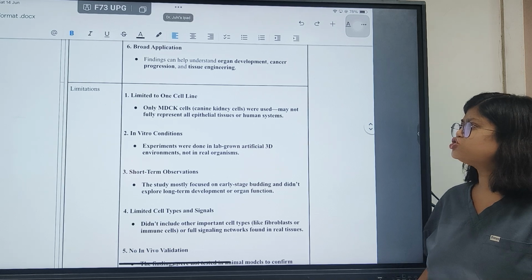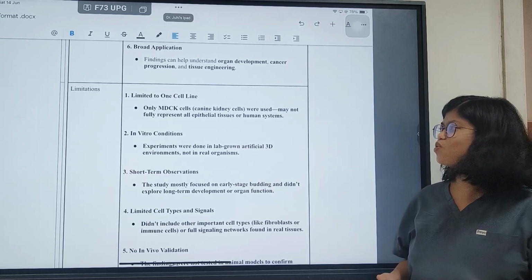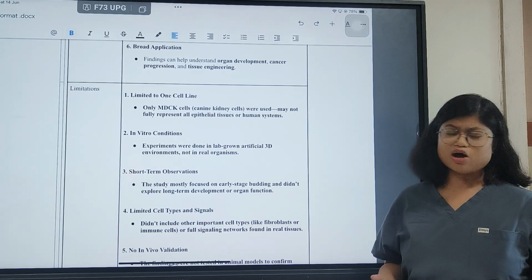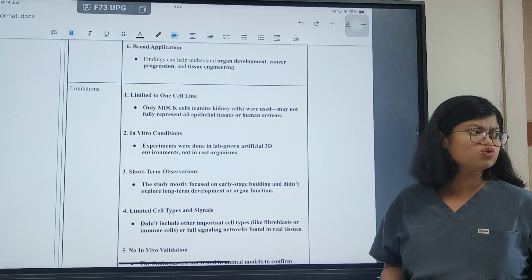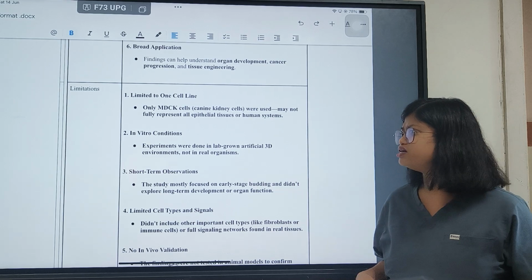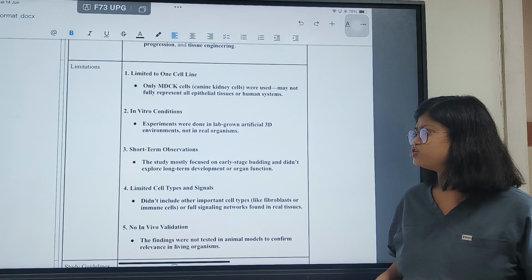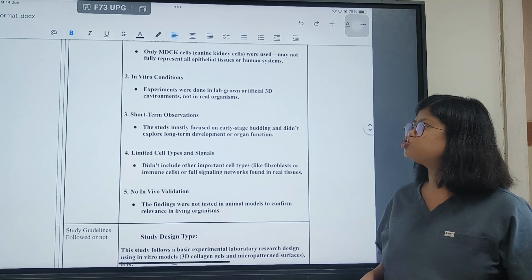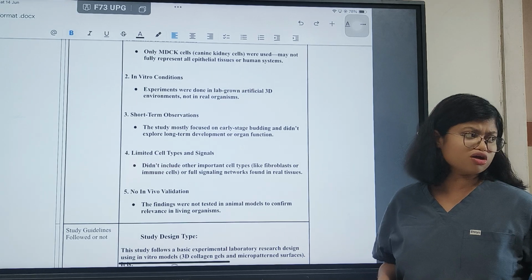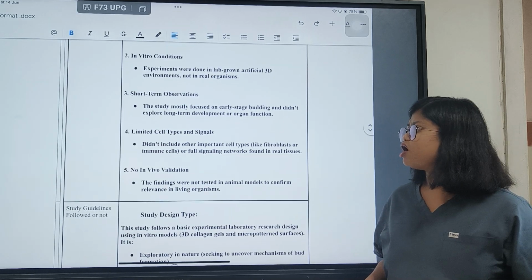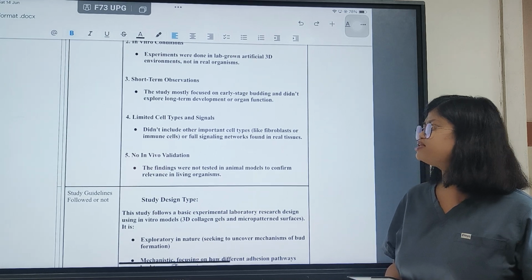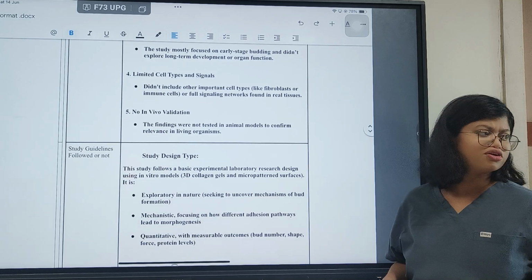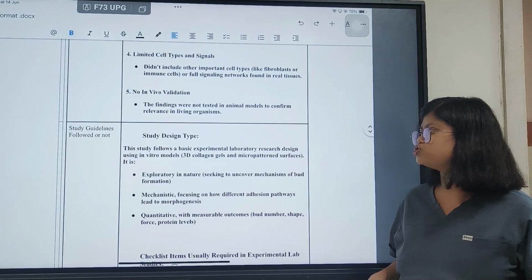So coming to the limitations, it is limited to this one cell line. It was done in the human submandibular mouse salivary gland model, so they can use the HCG also in further studies. They used in vitro conditions, so in vivo conditions should also be done after the clinical trial. Short-term observation, it was only for a limited time period. Also, they had limited cell types and signaling pathways, and no in vivo validation was done. So in further studies, they can do the in vivo validation.